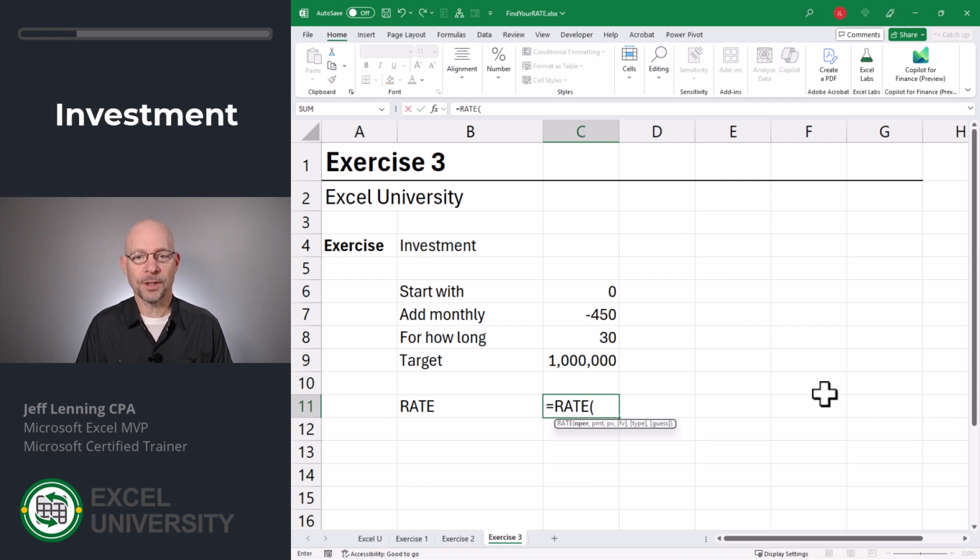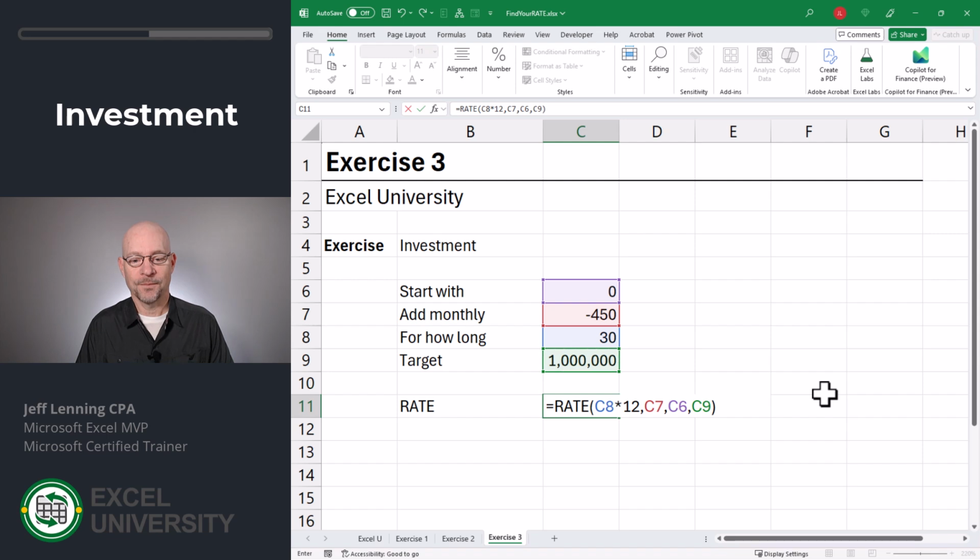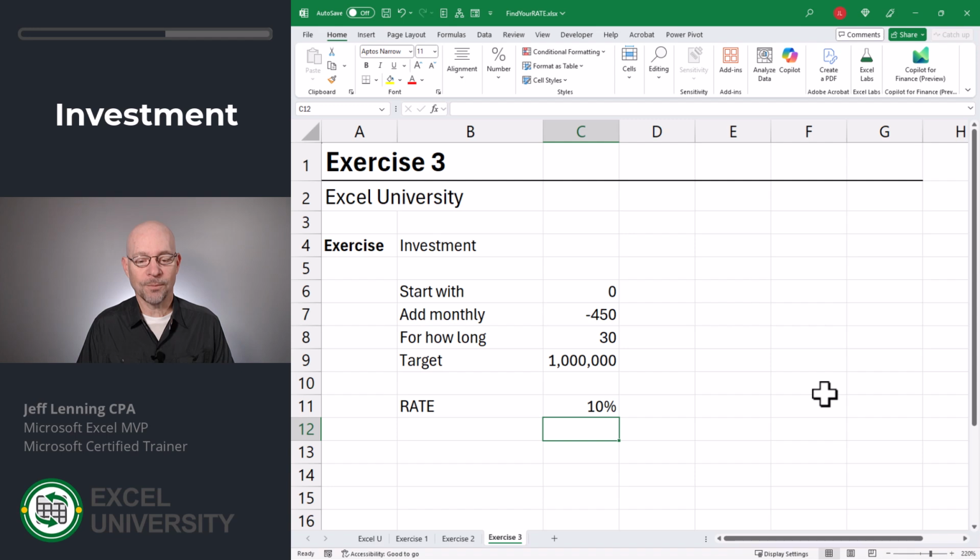Equals rate. We're going to assume interest compounds monthly. So our number of periods also have to be monthly. It's this number of years times 12, comma. The payment needs to be monthly, which it is, comma. The present value is how much I'm starting with. I'm starting with 0, so we'll use that, comma. And what's the future value? This is our investment goal. It's this. Close function. That's going to give us a monthly interest rate, so we multiply by 12, enter. So if we can get a 10% interest rate and we start with 0 and we can contribute $450 a month, boom, after 30 years, we'll have $1 million.